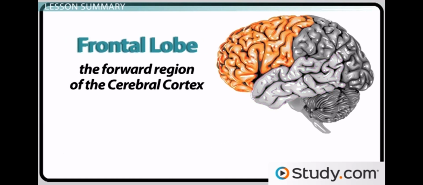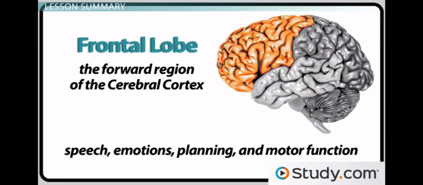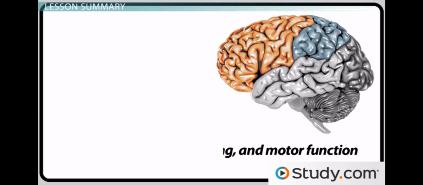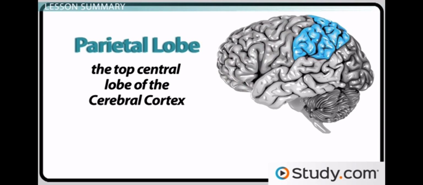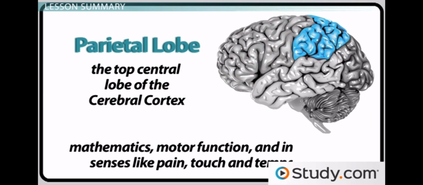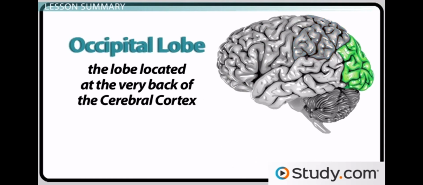The frontal lobe is the forward region of the cerebral cortex, located here. It appears to be important for speech, emotions, planning, and motor function. The parietal lobe is the top central lobe of the cerebral cortex, located here. It appears to be important for motor function and integrating senses like pain, touch, and temperature.